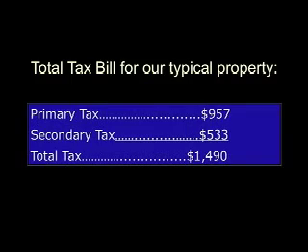So now we're going to try to put it all together in the final graph. In this example, the primary tax would be $957 for this example property. And then the secondary tax would be $533, because remember I said one comes out of the limited property value, that's the primary tax. One comes out of the full cash value, that's your secondary tax. And then you get the credit, you add them all together, and you come up with the final bill.